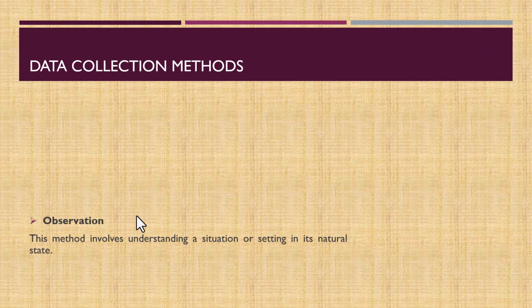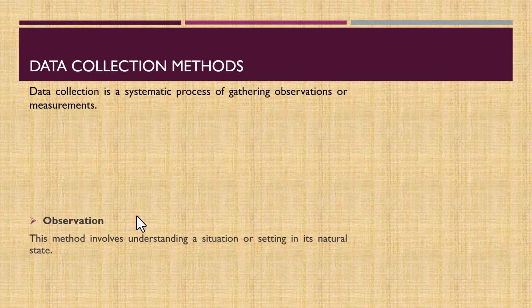Let's look at the data collection methods that we have. Data collection is a systematic process of gathering observations or measurements. We all have maybe at one point come across someone collecting data, or you yourselves have attempted to collect data from individuals. So it is something systematic.